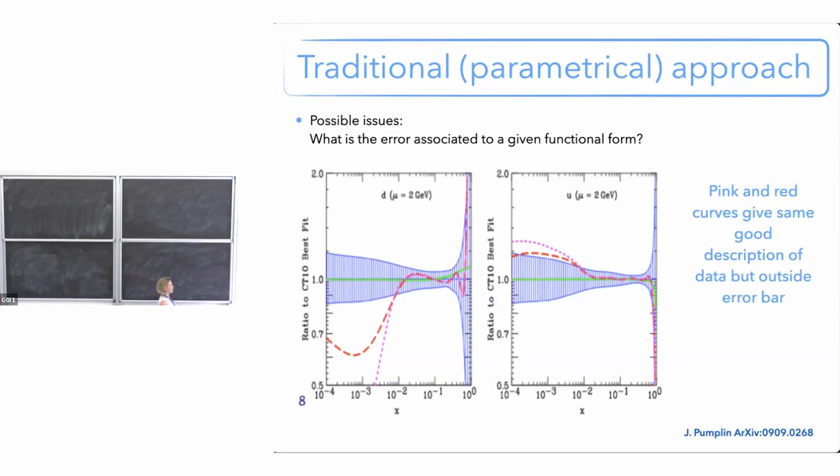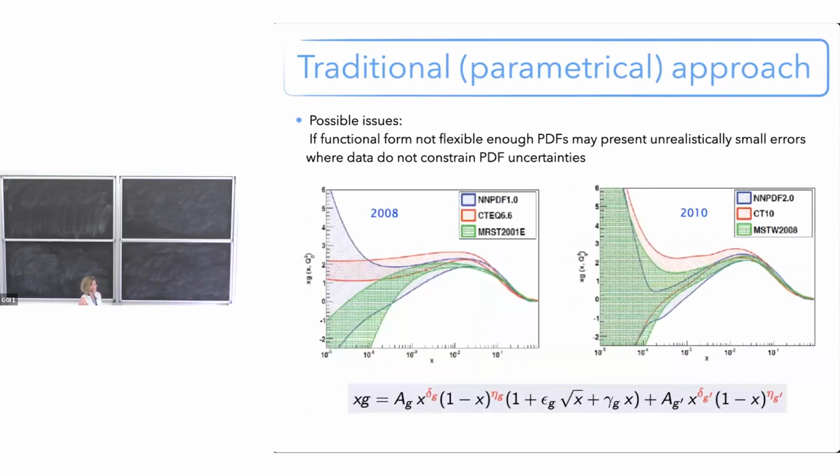But actually, if I change the basis of the polynomial, I can get exactly the same good fit with this red line or with this purple line. And these are not included in your error band. So in a sense, how do you account for that? And the other thing was exactly the term I was showing.